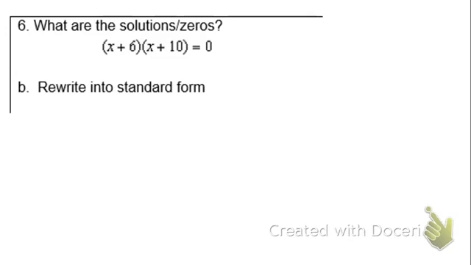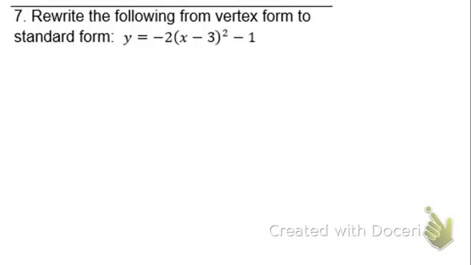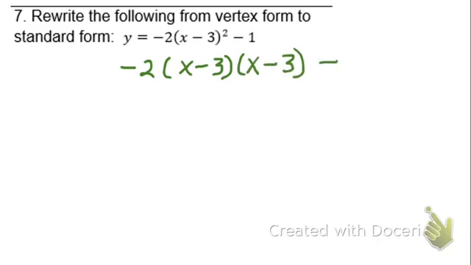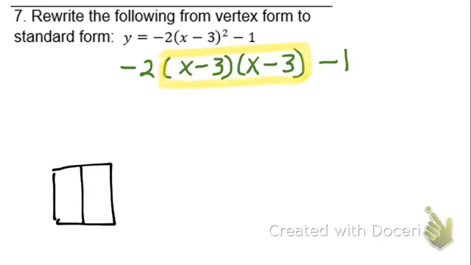Alright, number 7, rewrite the following from vertex form to standard form. Alright, so before we begin, we must rewrite this. This is x minus 3 times x minus 3, and then minus 1. Now, in order to multiply this, hopefully you have learned that you must do the box. So off to the side, we are going to do the box. Now, some of you have discovered the pattern of how multiplying, we call this a perfect trinomial. Okay, there is a pattern to this madness.